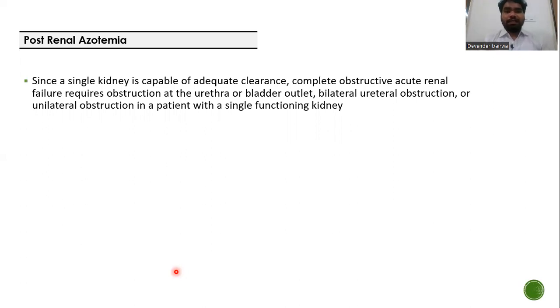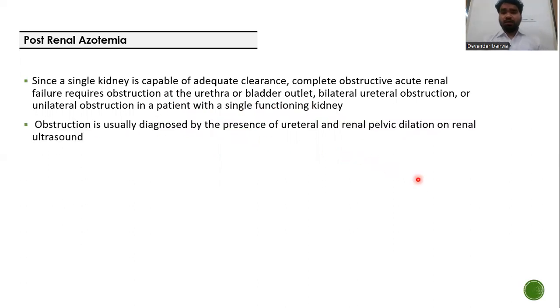Since a single kidney is capable of adequate clearance, complete obstructive acute renal failure requires obstruction at the urethra or bladder outlet, bilateral ureteral obstruction, or unilateral obstruction in a patient with a single functioning kidney. When we do a USG in these patients, you can see dilated ureters or a dilated renal pelvis. This is known as hydronephrosis.